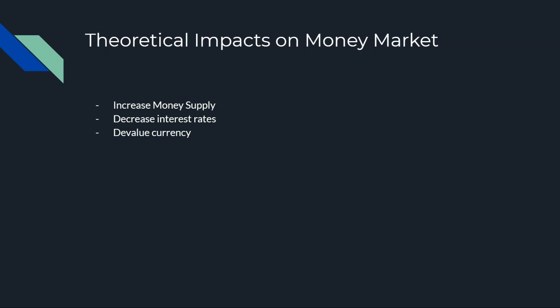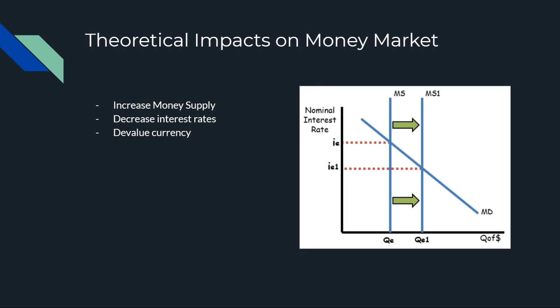So the impacts of the policies on the money market, according to theory, is that by injecting money into the economy, the MS moves to the right. As this happens, nominal interest rate suffers downward pressure and will decrease. However, with more money in circulation, this devalues the currency.